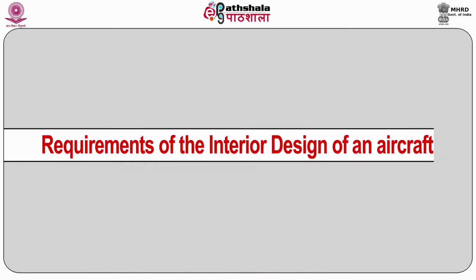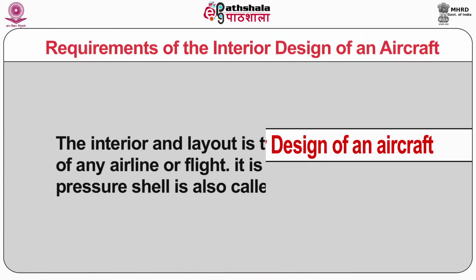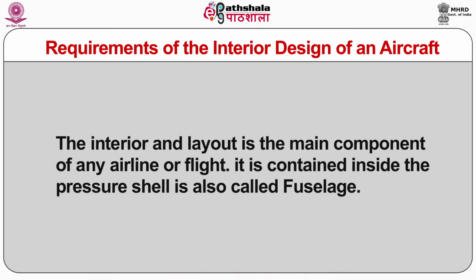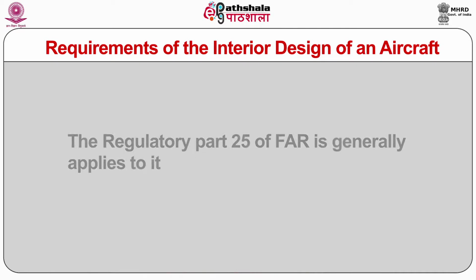Dear students, let us now discuss the requirements of the interior design of an aircraft. The interior and layout is the main component of any airline or flight. It is contained inside the pressure cell, also called the fuselage. The regulatory Part 25 of FAR generally applies to it.